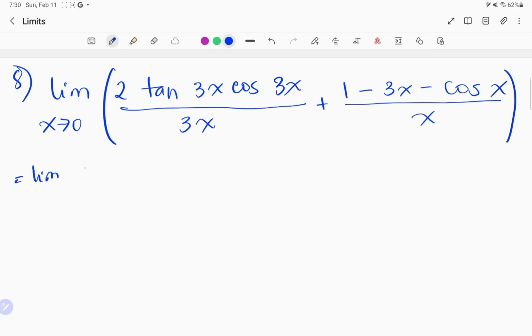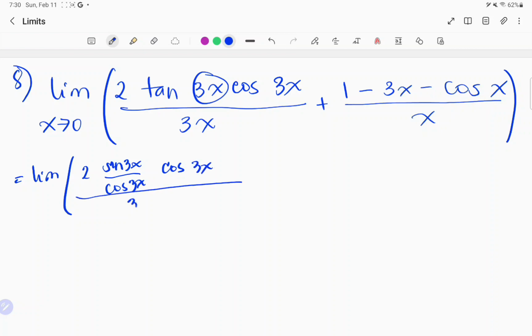So the limit of 2, our tangent is sine x over cosine x, times 3x, because we have 3x here, times cosine 3x over, the denominator is 3x, plus, now in this second term, we only have one denominator, but I can see a sort of a second special function, 1 minus cosine x over x. So I am going to distribute x in each term of my numerator so that I could see which of the terms I might probably combine in order to produce the second special function.